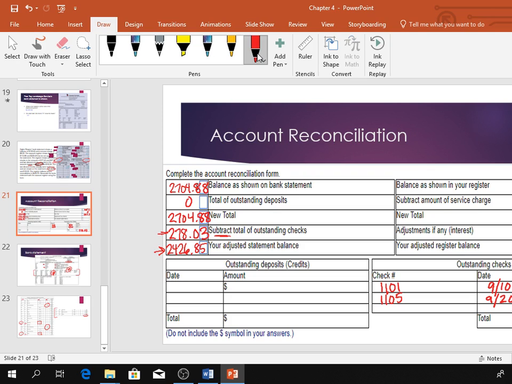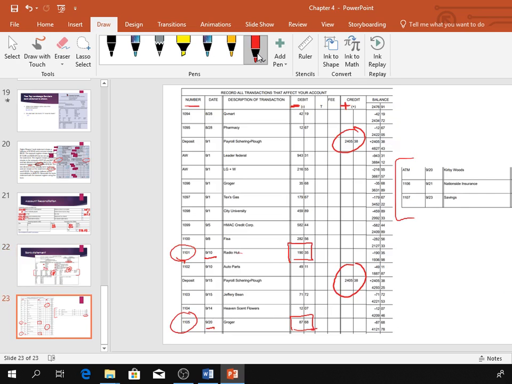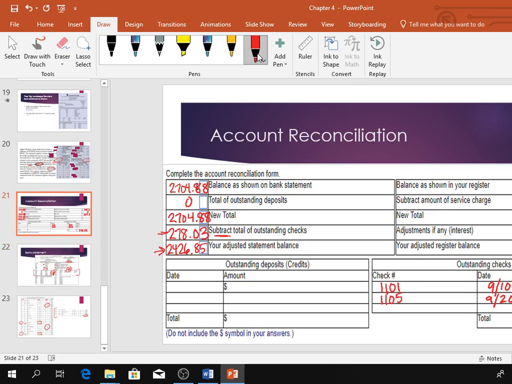Now, any adjustments. So I'm going to look for any interest because I wouldn't have written down interest, but it will show up in my account on my bank statement. So on the bank statement, there was interest earned right here for $9.46. So I've got $9.46. Now, interest is money being added to your account, so we're going to add that in.